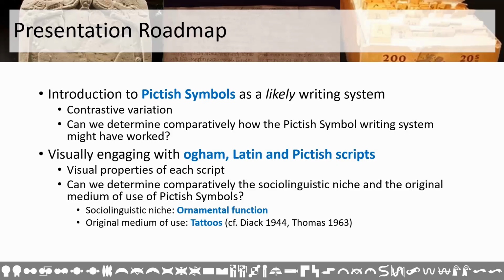To cut a long story short, I'm going to claim that the sociolinguistic niche of Pictish symbols is inherently ornamental, although throughout the conference I've been thinking maybe aesthetic might be a better way to describe it because it seems less optional. And I'm going to be revisiting some theories from the mid-20th century that the original medium of use for Pictish symbols were as tattoos.